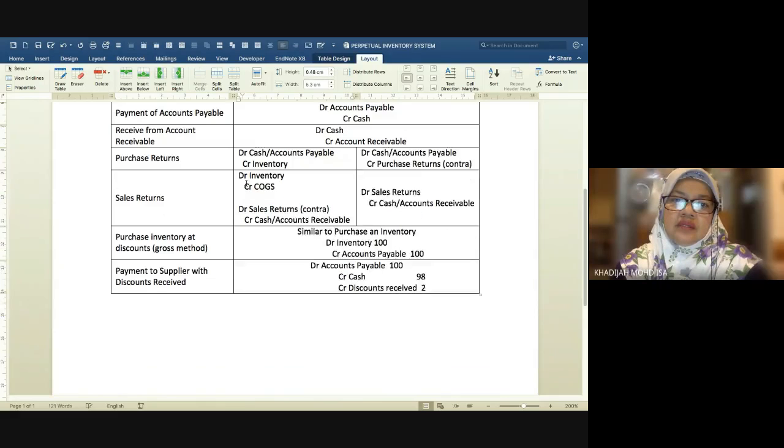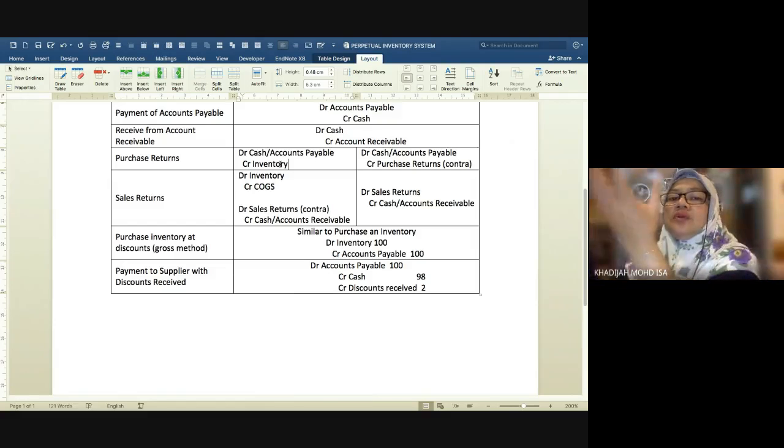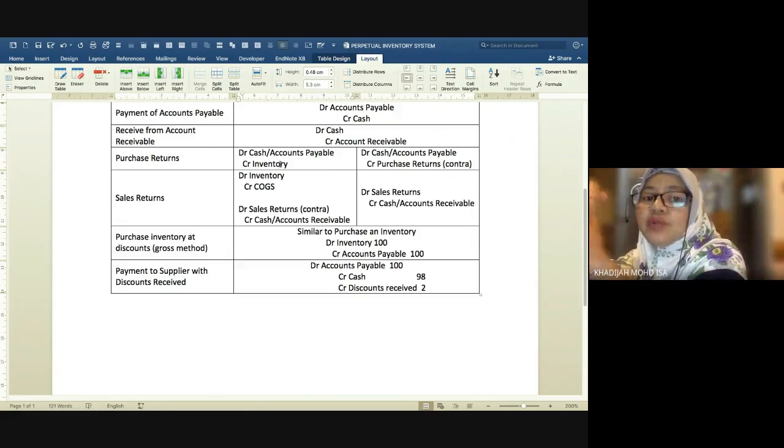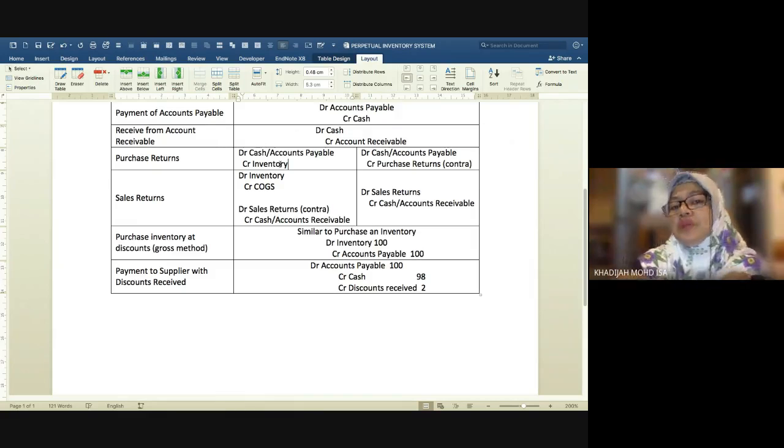Here you only have to debit your cash or accounts payable and credit your inventory when you have a purchase return. It means that you buy from your supplier and then you return to him. So you just credit your inventory account and debit your accounts payable. Or if you receive cash, then you debit your cash account.